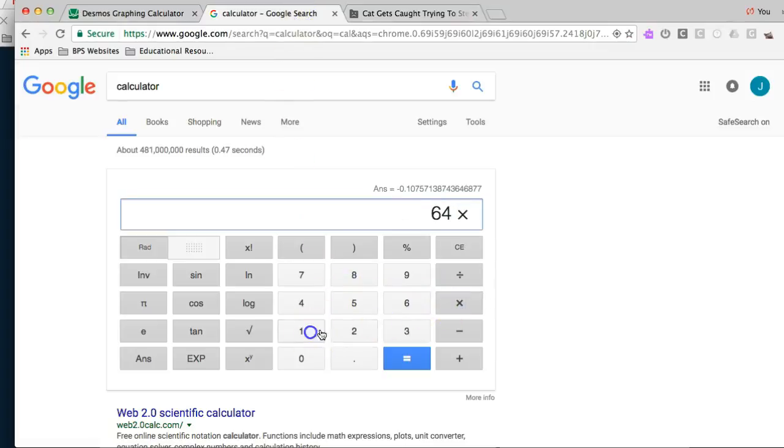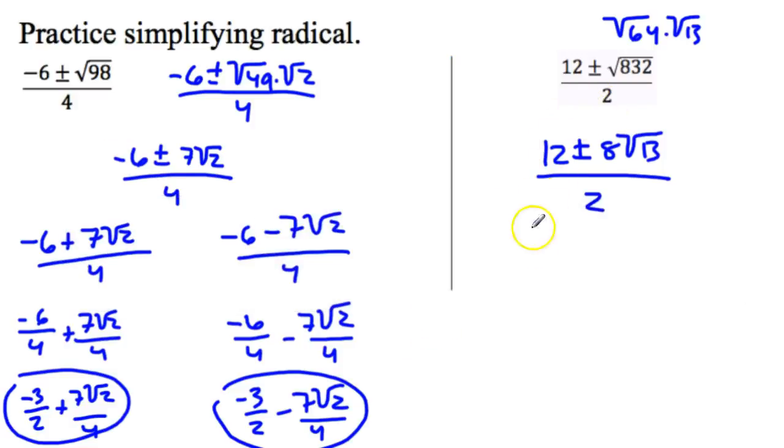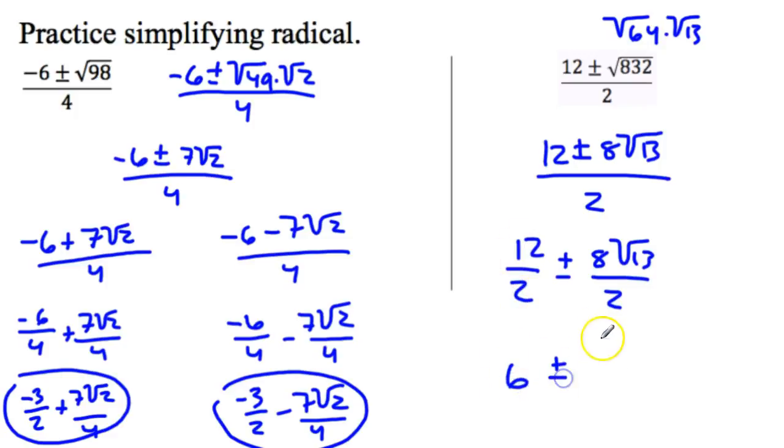64 times 13. 832. Okay, we're in business. Now when I simplify this, instead of breaking it into two different parts at the beginning, I'm just going to make two different fractions. So I'll have 12 divided by 2 plus or minus 8 radical 13 divided by 2. This left side becomes 6, and I have 6 plus or minus, and this becomes 4 radical 13.